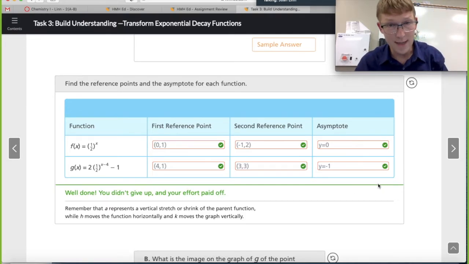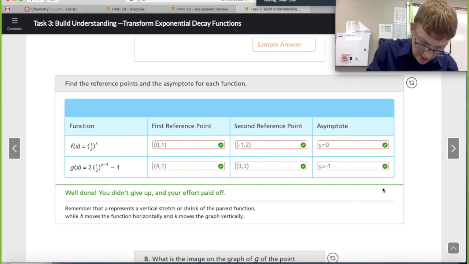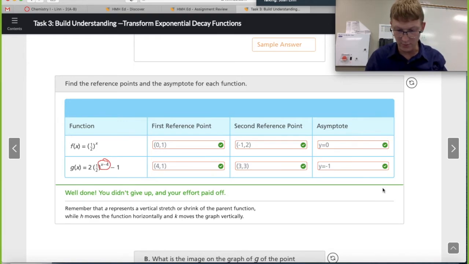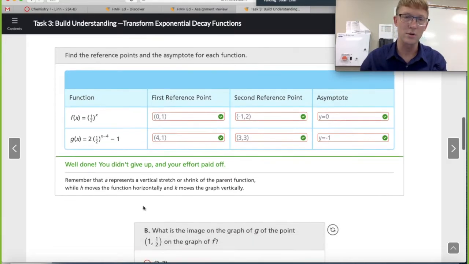So what I did there is I was looking at this part. Our first reference point is when this goes to 0. And our second reference point is when this goes to -1. Those are 2 points that are easy to find and will help us graph our curve.